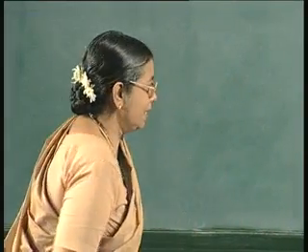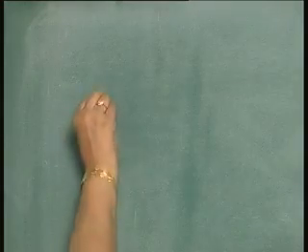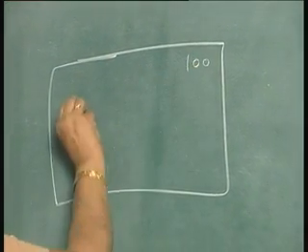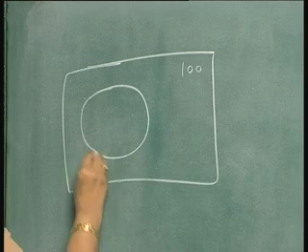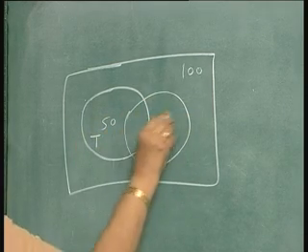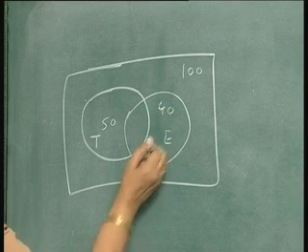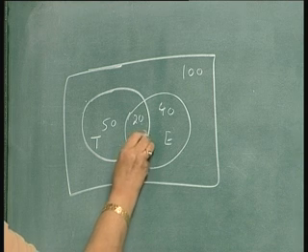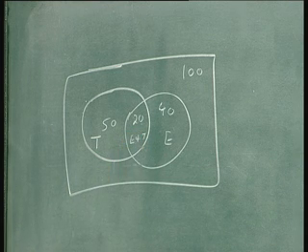Next we shall see a very simple principle. This is known as the inclusion exclusion principle. Already we have informally seen this when we considered sets. Suppose you have a room in which there are 100 people. Out of them, say 50 of them know Tamil and 40 of them know English, and 20 of them know both English and Tamil. What is the number of people who do not know either Tamil or English?